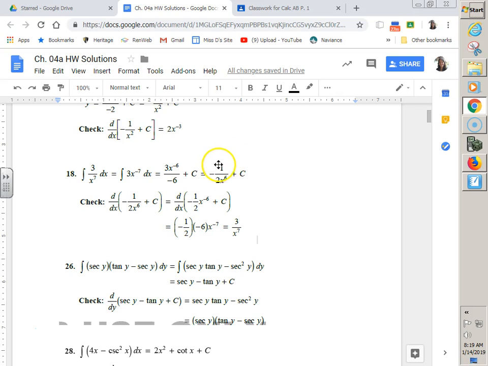Or x to the negative 6 over 2. Sorry, negative. Negative x to the negative 6 over 2. But this is the best way of writing it. Never get common denominators with constants. Just leave them off to the side.